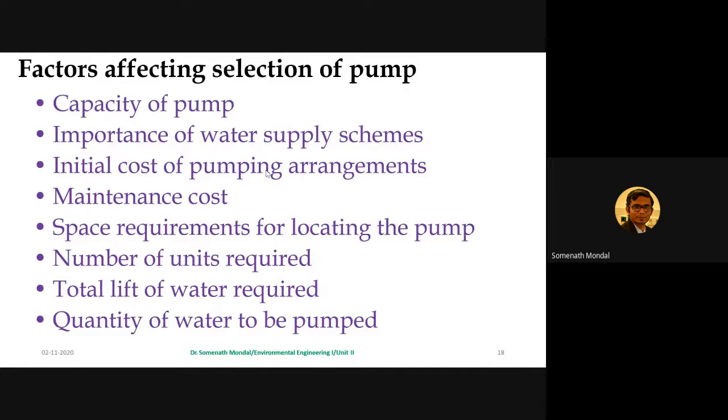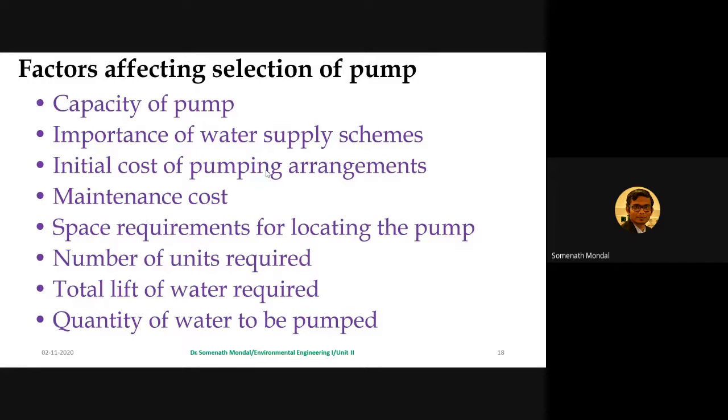It can articulate those things that need to be discussed before selecting a particular type of pump. Suppose you are talking about a full water supply scheme, and you are planning a displacement pump like reciprocating pumps or rotary pumps, then it won't make any sense, because you need to go for the velocity pumps, which are much more robust.